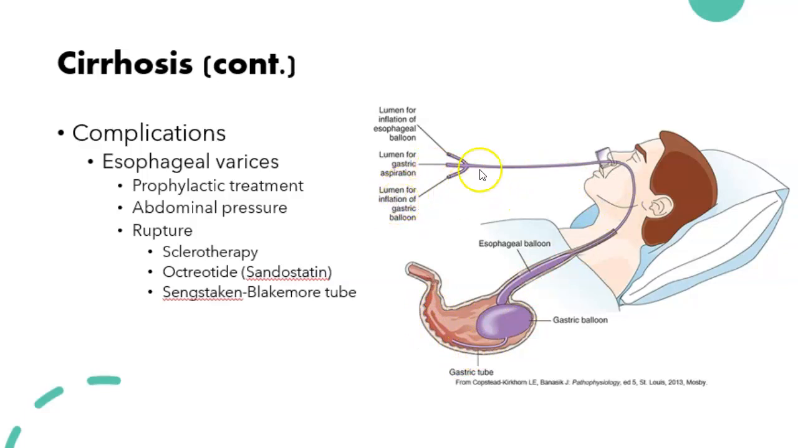And then inflation of the gastric balloon. This is the balloon. Basically, this makes sure that the whole tube stays in place and it doesn't just slip right back out.